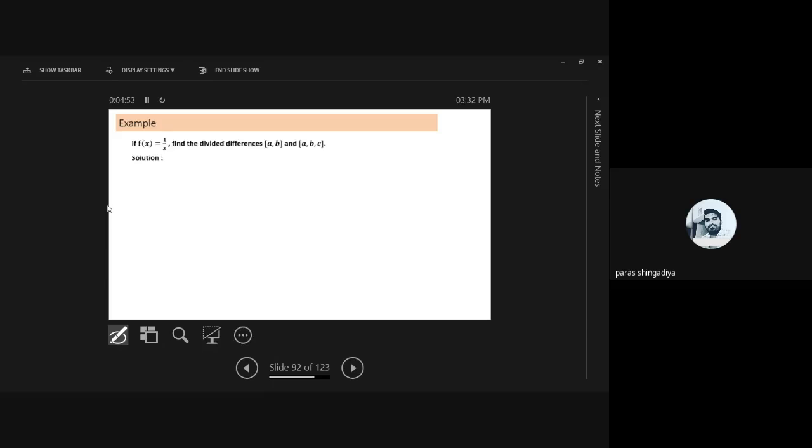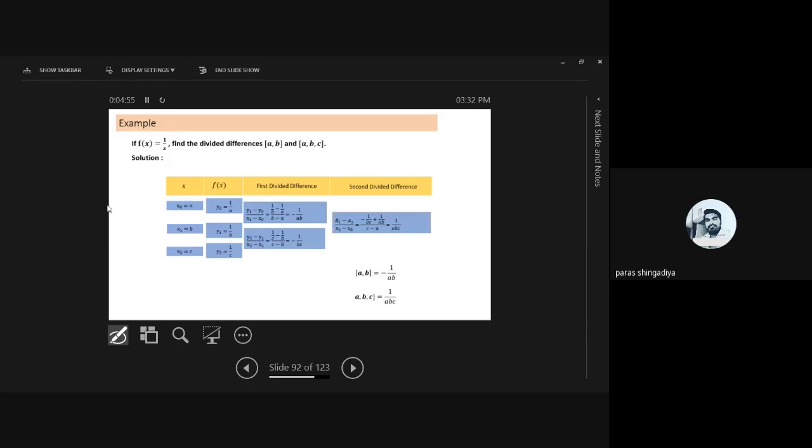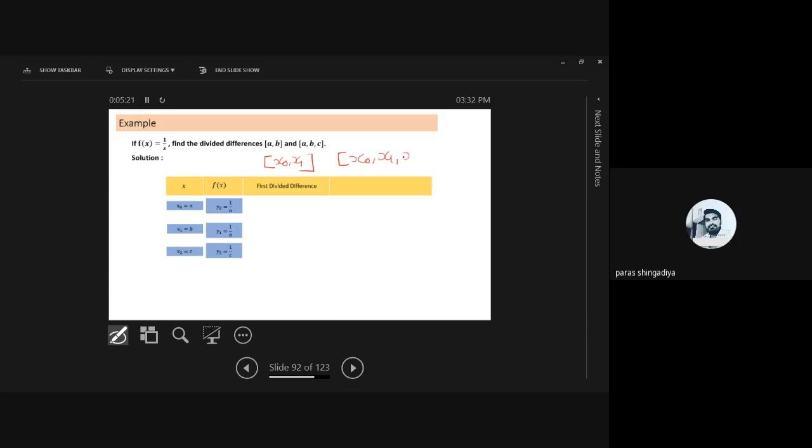Okay, so now in the first example, we'll identify the table of fx is equal to 1 upon x and find the divided differences AB and ABC. What is the meaning of AB? That is similar to the bracket x0, x1. And what is the meaning of ABC? That is called x0, x1, x2. Clear? So in place of the notation of x, we have ABC. Find out the AB and ABC.